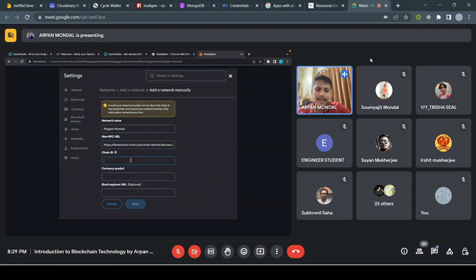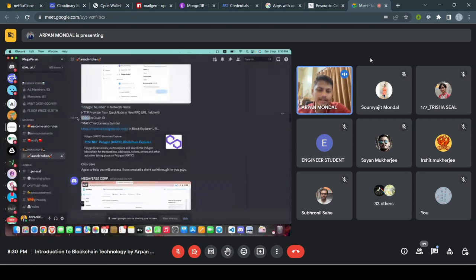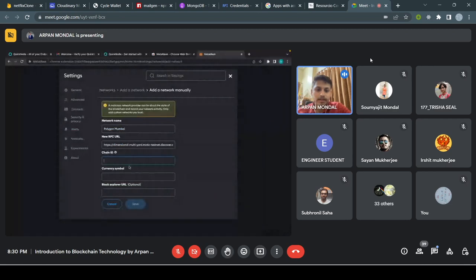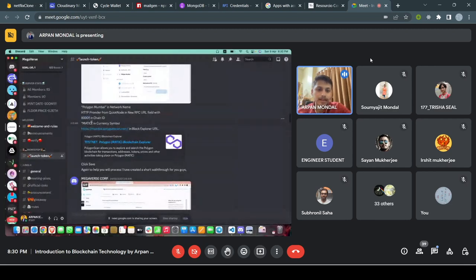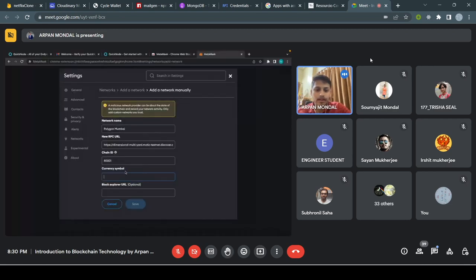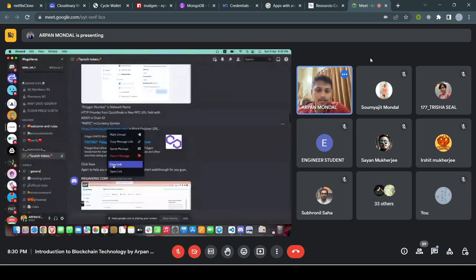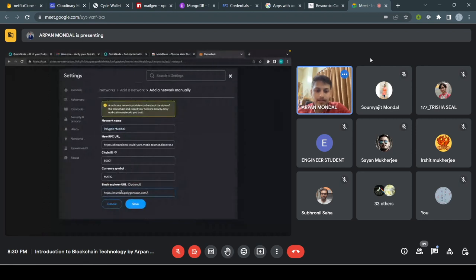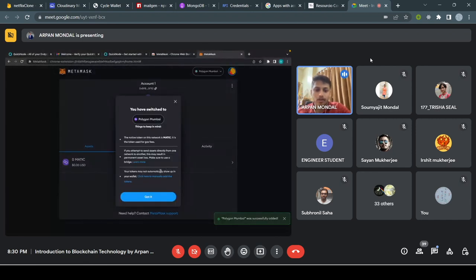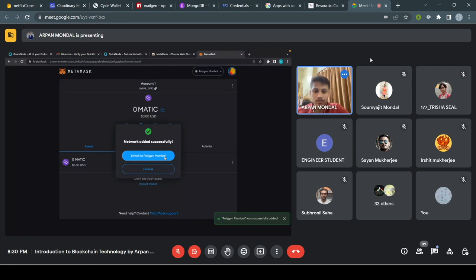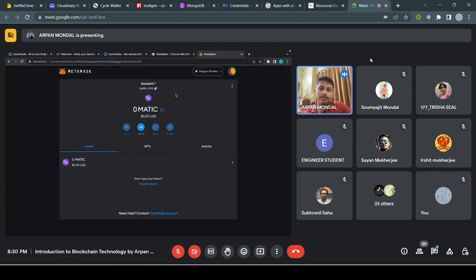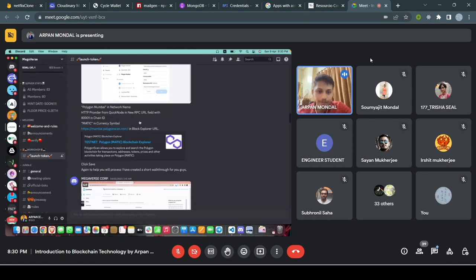The chain ID is, I think, 80,001, sorry, 80,001. Currency symbol is MATIC. And the blockchain explorer URL is given, so you're going to copy that, copy the link, and save. So we have already added Polygon Mumbai. Okay, so we have created our testnet wallet. Now here we're going to build our own cryptocurrency. We are already 50% done.